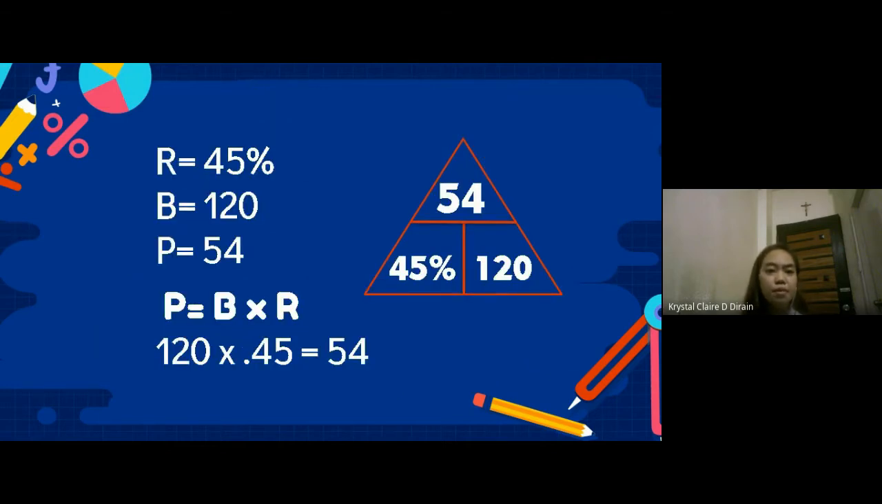First we must list the given, the rate and base. We will just list down the three, and this will be the formula for getting the percentage. As you can see, the base is 120 and the rate is 0.45. How did we come up with the 0.45? Before multiplying the two, change first the rate into decimal. After that, we proceed on multiplying these two, and 120 times 0.45 is 54.